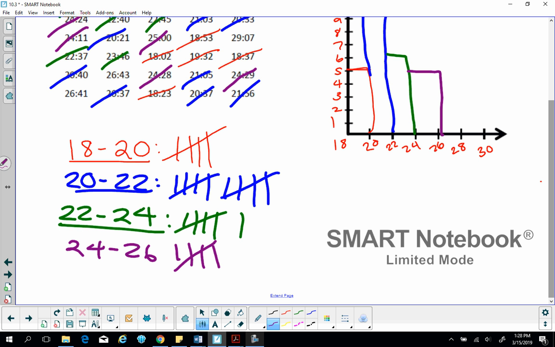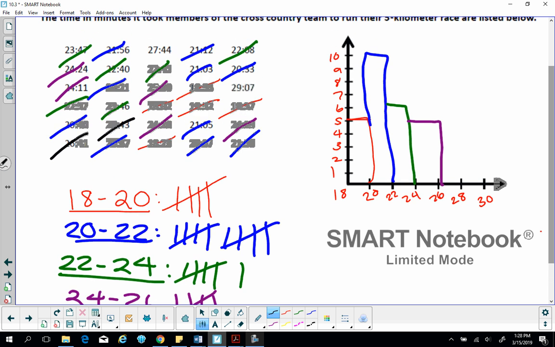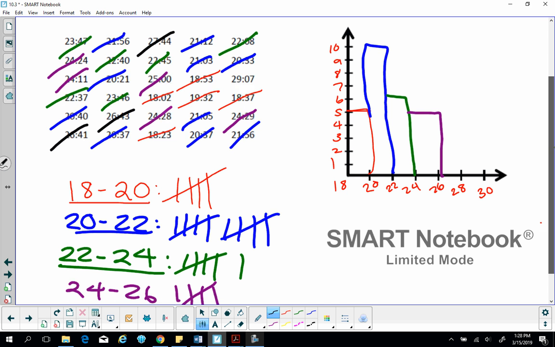Leslie, you should still be writing this down. 26 to 28. How many in the first one? 1. How many in the second one? 1, 2. How many in this one? 1. And that's it. So 3.